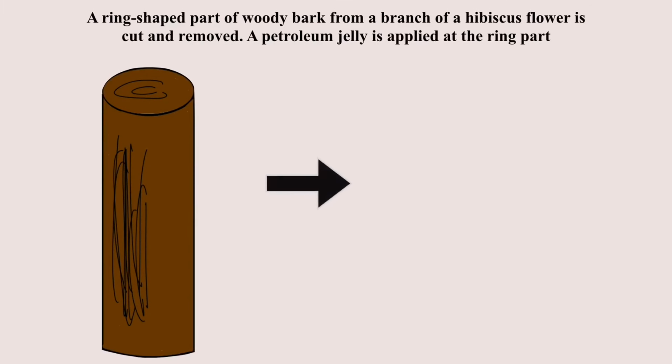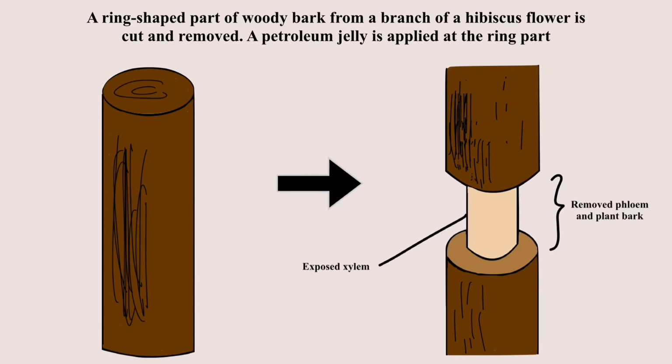First, a ring-shaped part of woody bark from a branch of a hibiscus flower is cut and removed. Then, petroleum jelly is applied at the ring part. Here is the diagram before we cut and remove a part of the woody bark, and after we remove the phloem and plant bark.